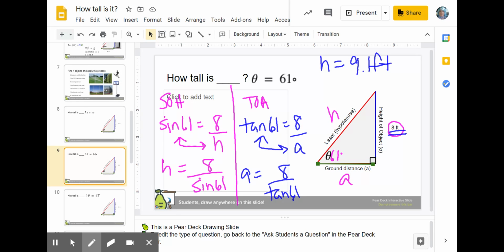That's probably going to be smaller than 8 because if this angle I'm given is 61, then this one is going to be 29. So the A is going to be my smallest side, so it's going to be less than 8. If you got it, you can put it in the chat too. 4.4, absolutely. A equals 4.4. And that's also in feet, right?